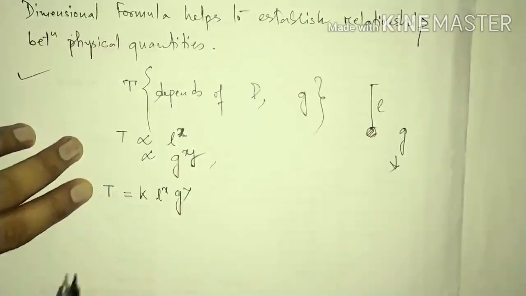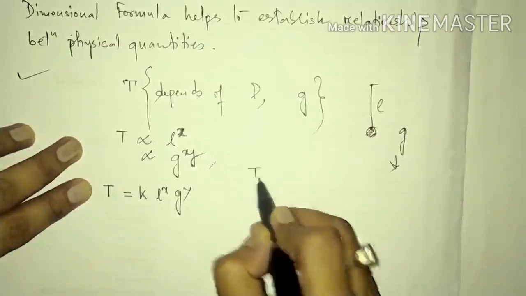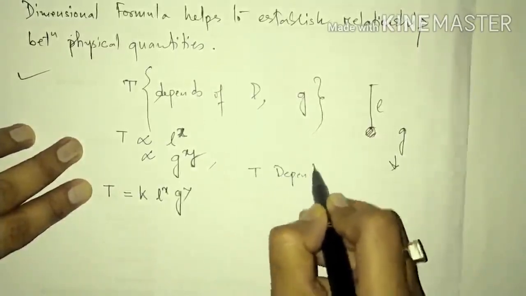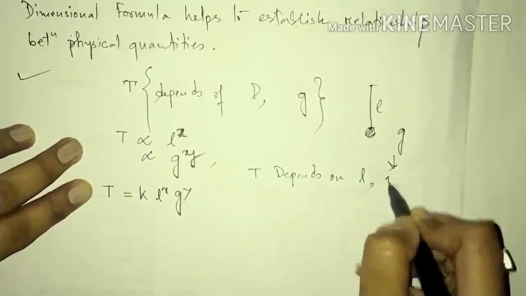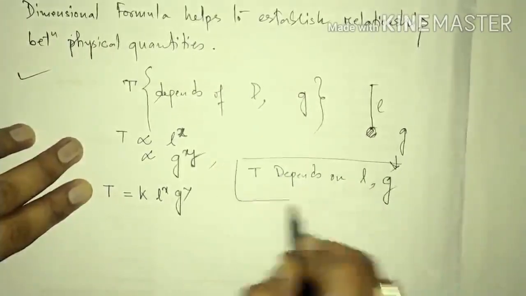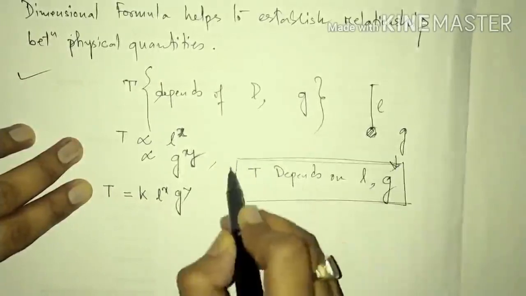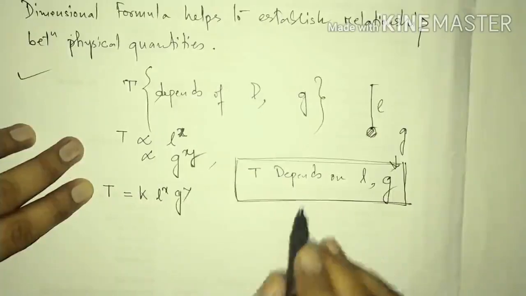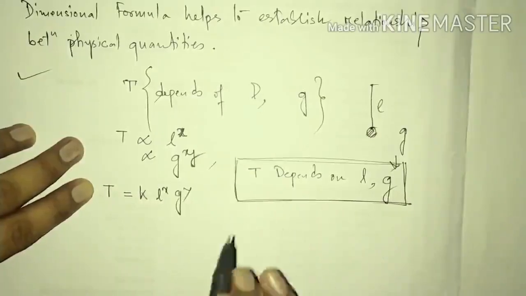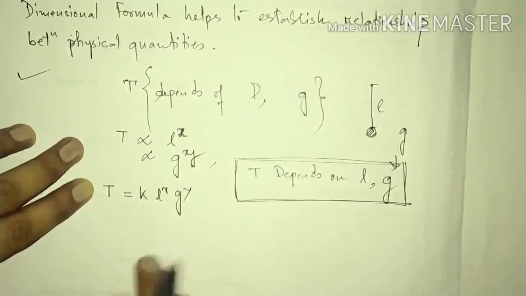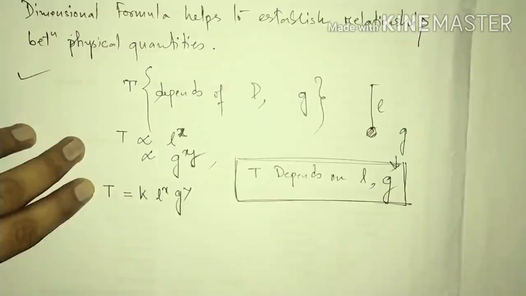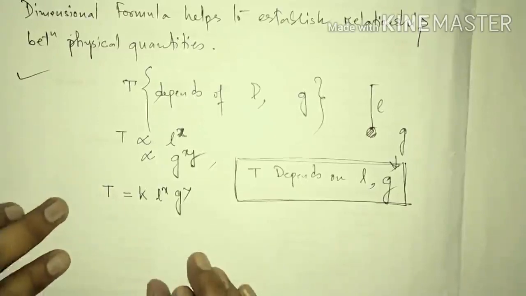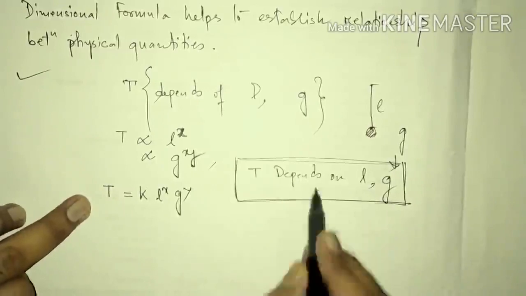Now you just give your attention here. I have already given you the information that time period depends on L and g. The moment I have given you this information, you have to consider that this is a correct statement, because you are being supplied with the instruction that time period T depends on L and g. So you have to believe that it's correct information, and proceed with it.